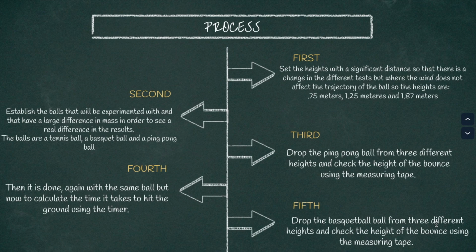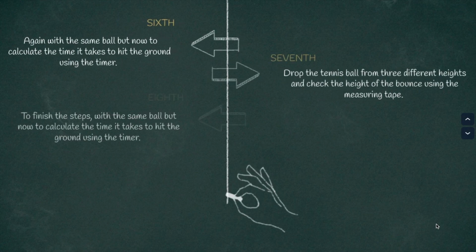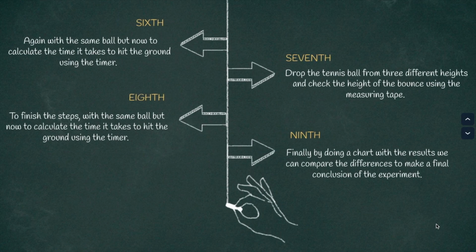Third, we drop the ping pong ball from the three different heights and check the height of the bounce using the measuring tape. Fourth, it's done again with the same ball, but now to calculate the time it takes to hit the ground using a timer. Fifth, drop the basketball from three different heights and check the height of the bounce using the measuring tape. Sixth, again with the same ball, but now to calculate the time it takes to hit the ground using the timer.